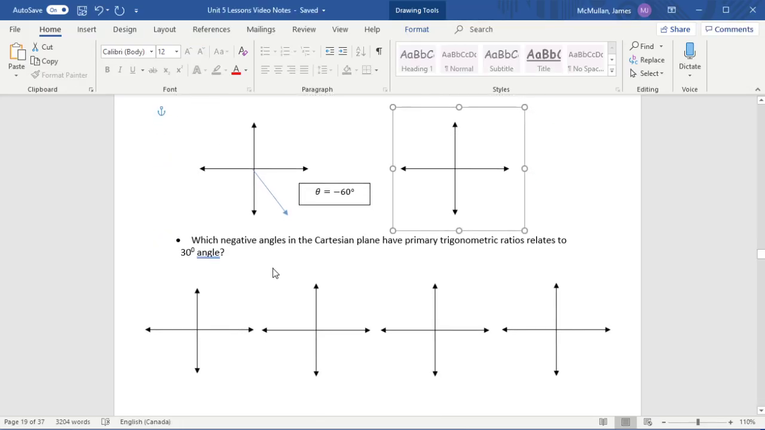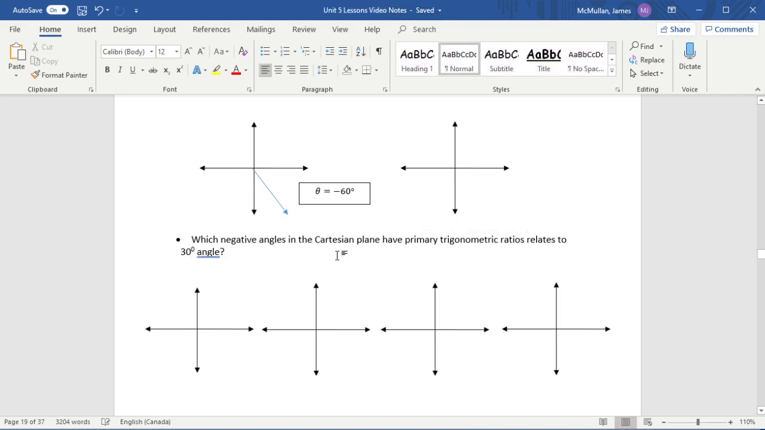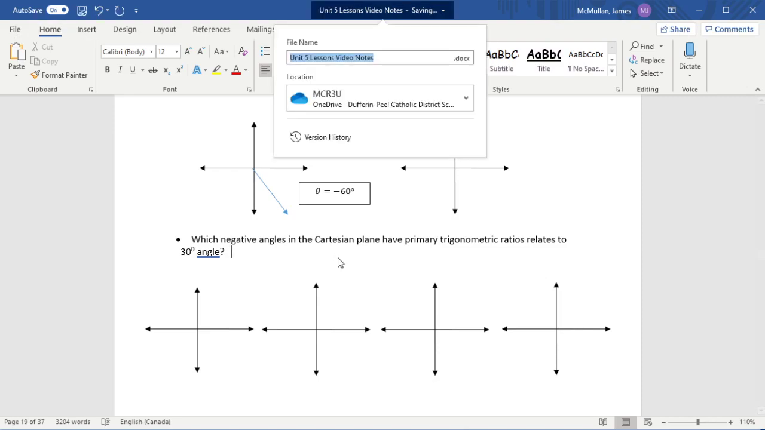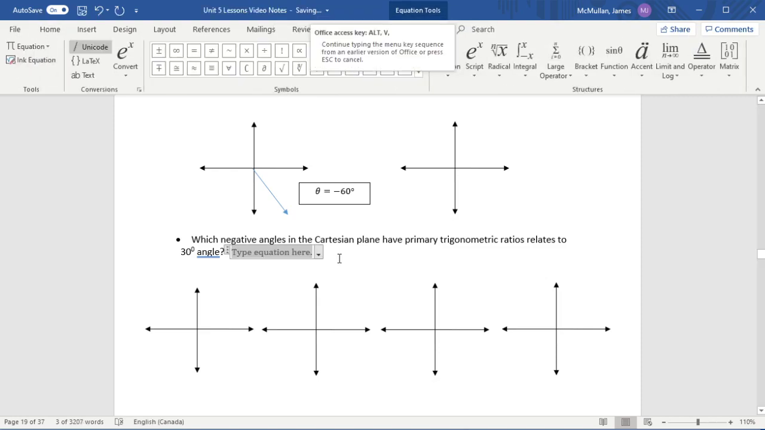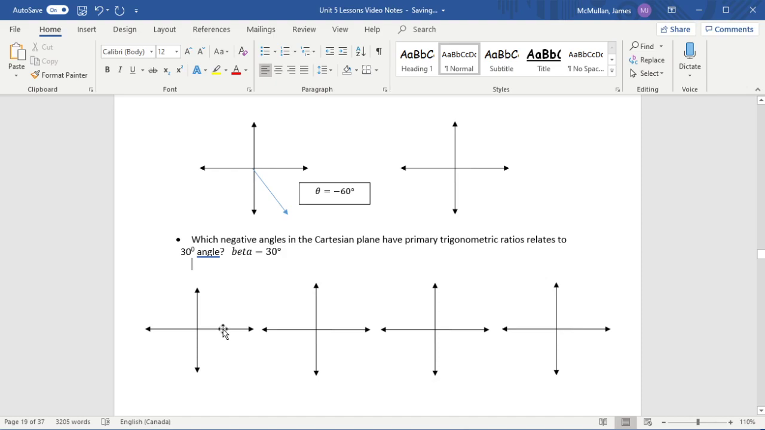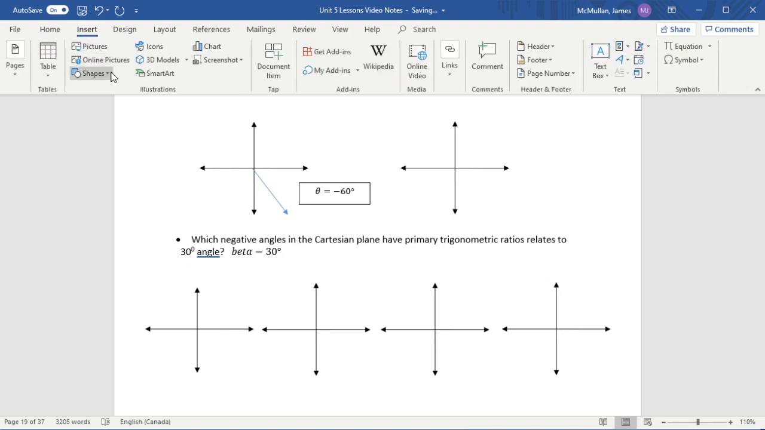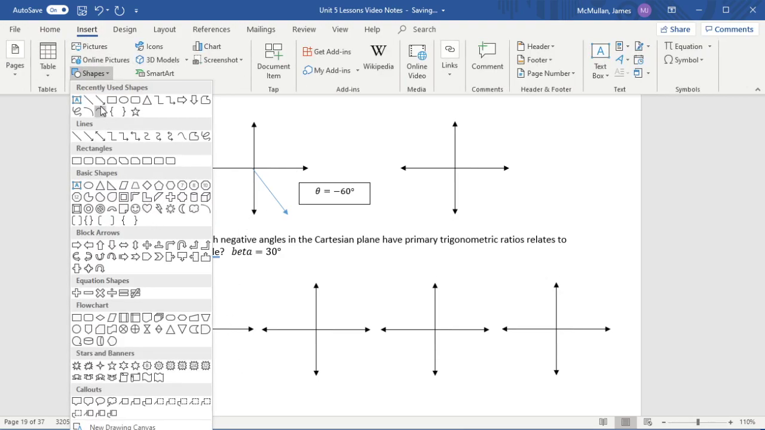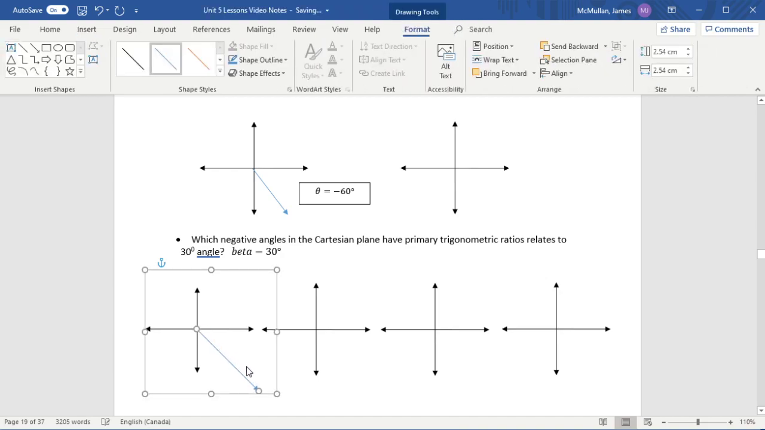All right. Now, which negative angles in the Cartesian planes have primary trig ratios that relate to the 30-degree angle? Well, they would need to have a beta, right? They would need to have a beta equals 30 degrees. So the answers would be negative 30, right? Let's just draw them quickly. So there's a negative 30.